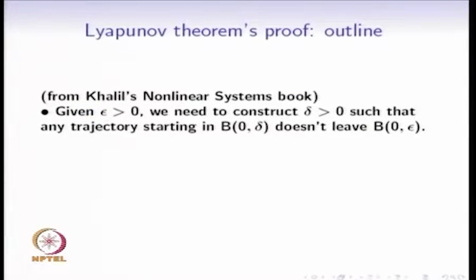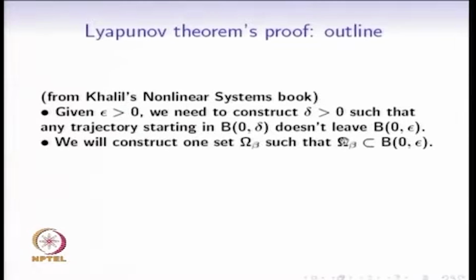The proof that we follow is from the book by Hassan Khalil on nonlinear systems. So what is required to be done in the proof? To prove stability, whenever somebody gives us an epsilon greater than 0, we need to construct a delta greater than 0 such that any trajectory starting inside the ball B(0, delta) doesn't leave this other ball B(0, epsilon). In this notation, the first 0 is the center of the ball and delta is the radius.